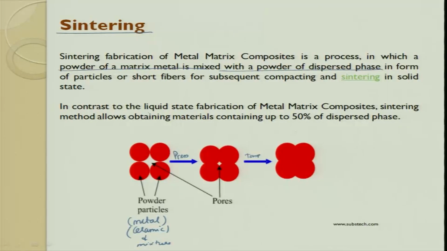In contrast to liquid state fabrication of metal matrix composite, the sintering method allows us to obtain materials with up to 50% dispersion phase. So, what is the advantage? Here the density goes very low, so it becomes a lightweight material which can be thought of for high structural applications. You can also enhance the toughness to a large extent. Where we were struggling to get 30%, 40% in the stir casting method, and saying that 50% can be done, here in sintering you can easily go from 50% to 70% depending upon your requirements.